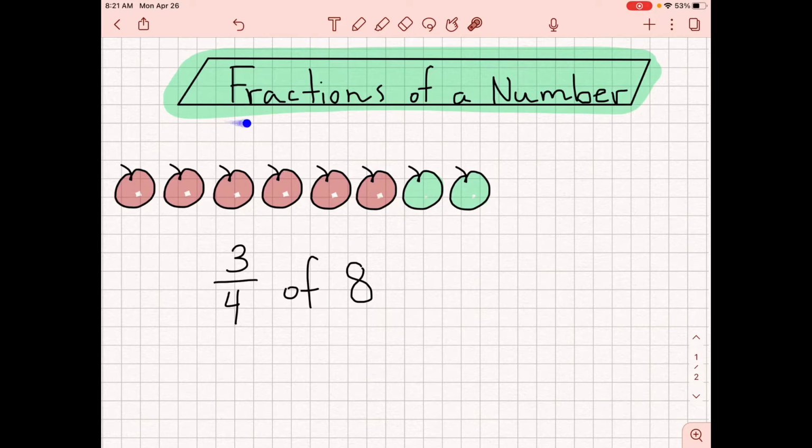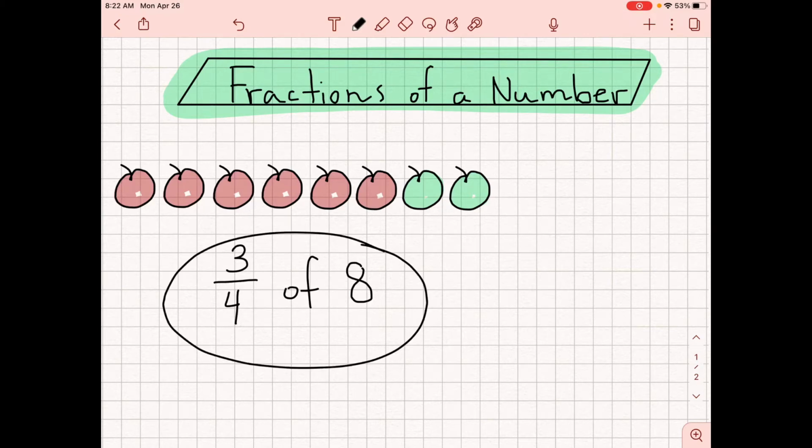First thing I'd like you to write down is this title here, Fractions of a Number. That's the name of the lesson today. Go ahead and write that down, and let's take a look at this problem I've set up here. So here I have 8 apples, and I'm already going to tell you that 3/4 of these apples are red. So I could say 3/4 of the apples are red, and 1/4 is green. Now the question today is, what is 3/4 of 8? How many are red? That's what we're going to learn how to solve today.